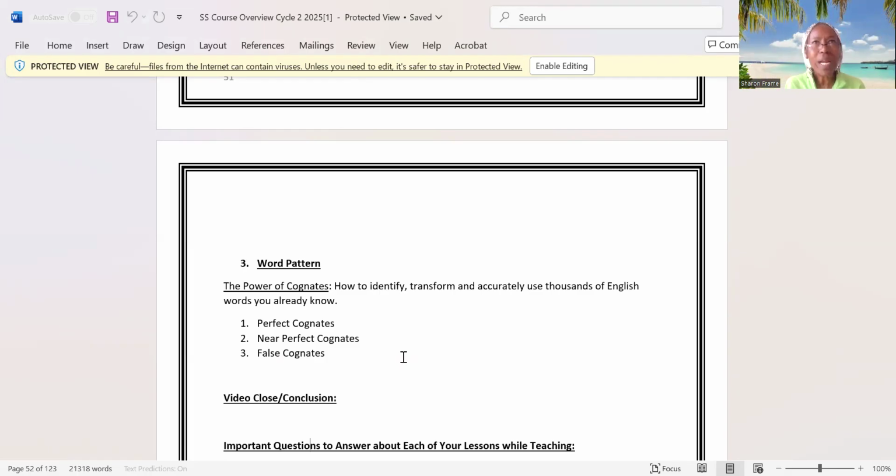So let's talk about what exactly is a perfect cognate. You define it, and you give me an example in your PowerPoint so I can see what you're talking about. Then you show me how it's broken down and use it in a sentence. Put some pictures on there. If you're using something like hotel, which you're not going to use because that's in the book, you show a picture of a hotel.